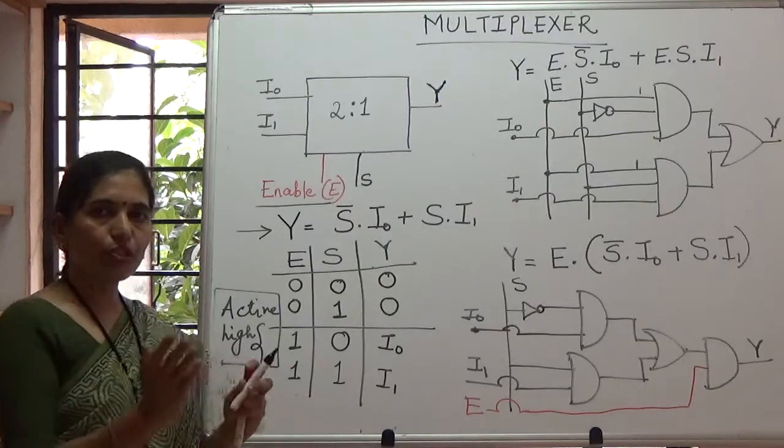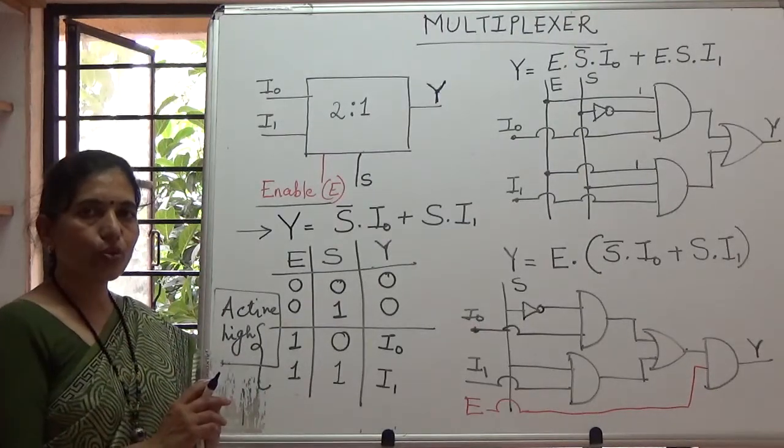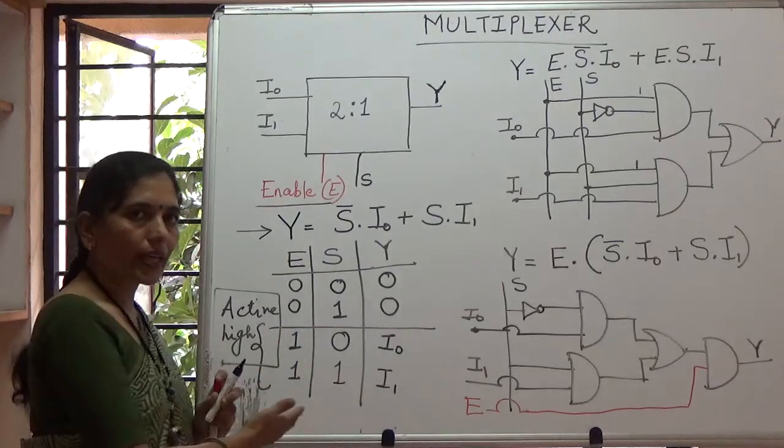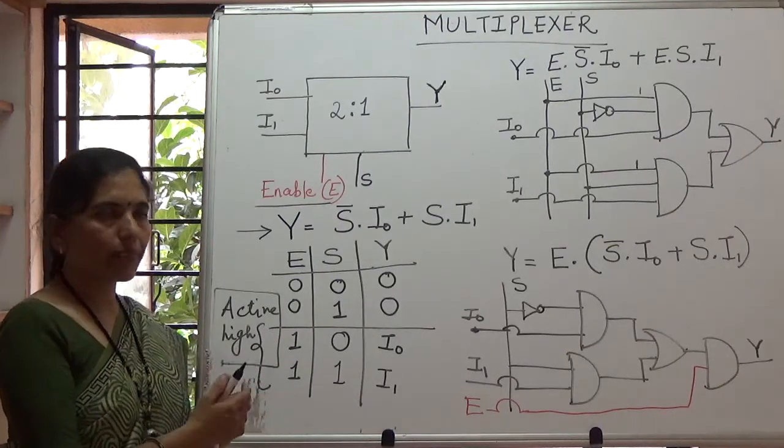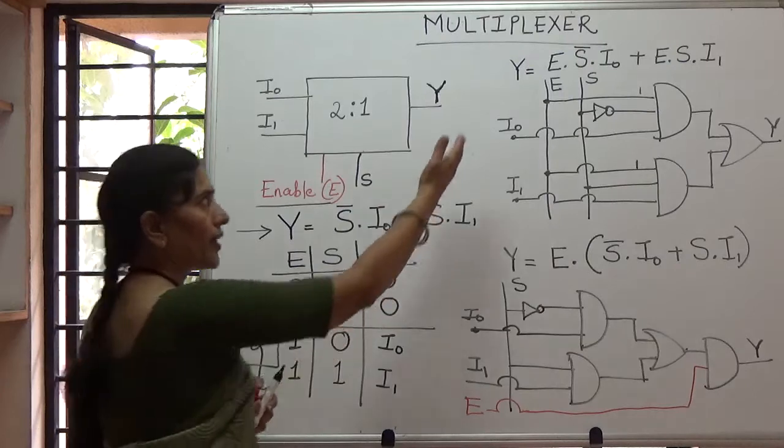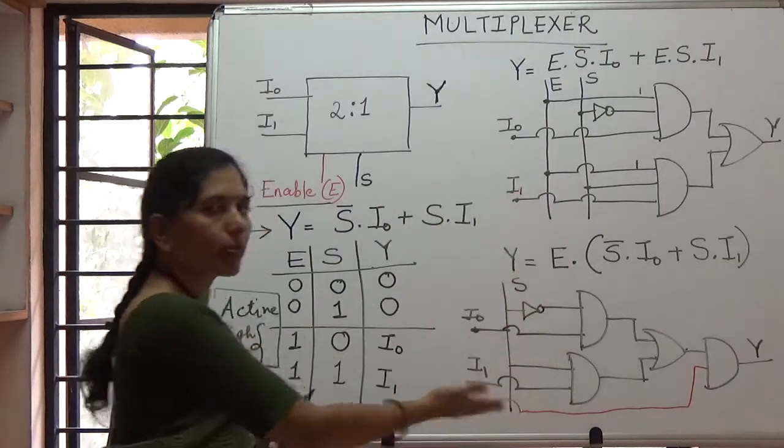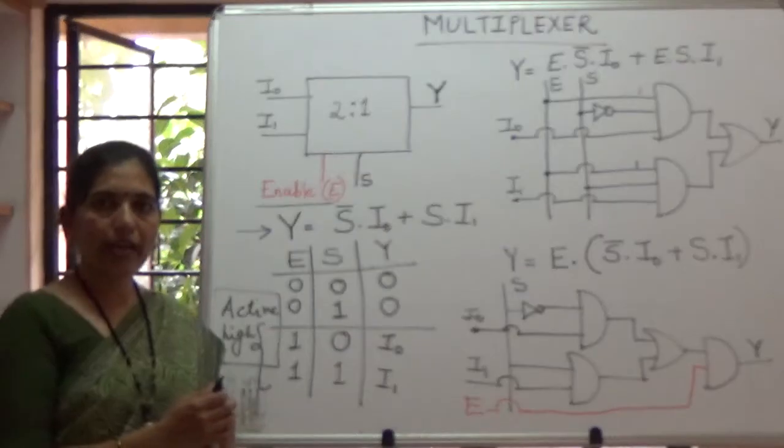So I leave it to you as an exercise to write this particular table for an active low enable line, and get the expressions and do the implementation for an active low enable line.